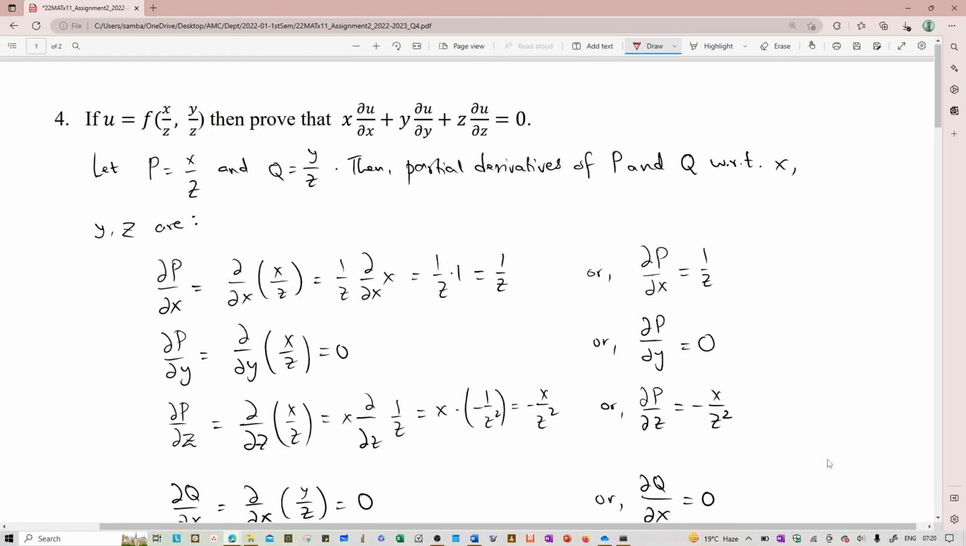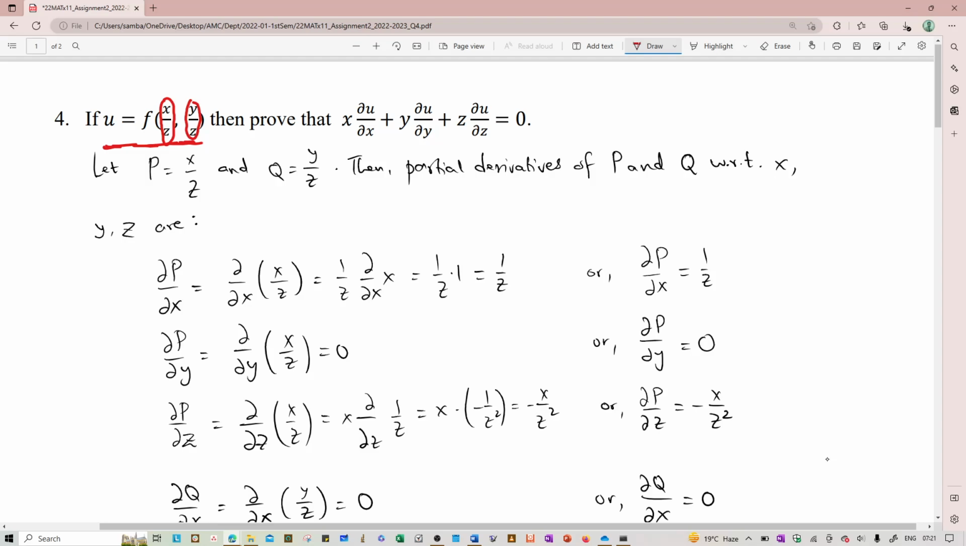Okay, let's get started. In this video, we are going to use the concepts of partial differentiation to prove that, given u as a function of x by z and y by z, you should notice that the variables are not the conventional x, y, and z. Here we are taking two variables together and writing x by z, and there is another variable, where we have taken the composition of two variables y and z.